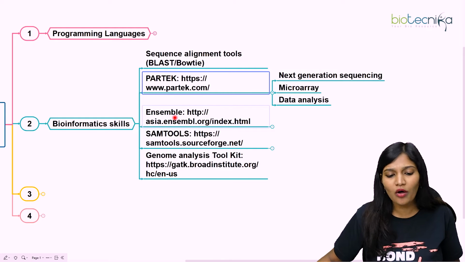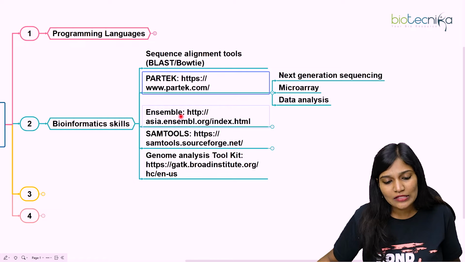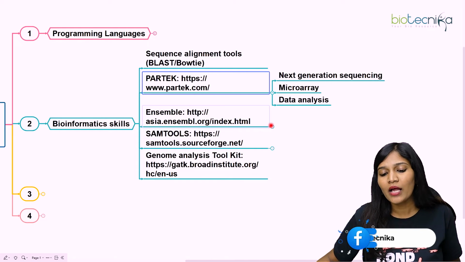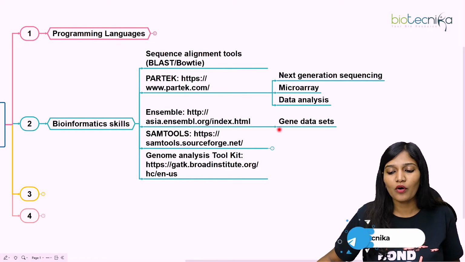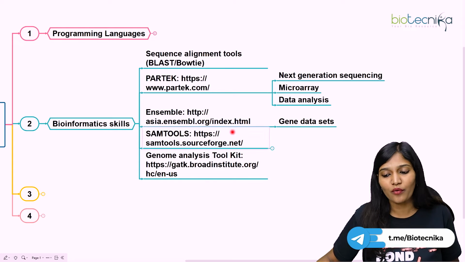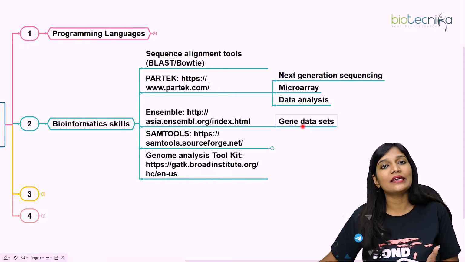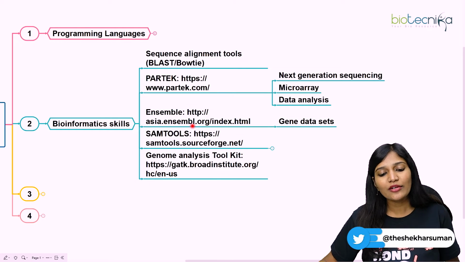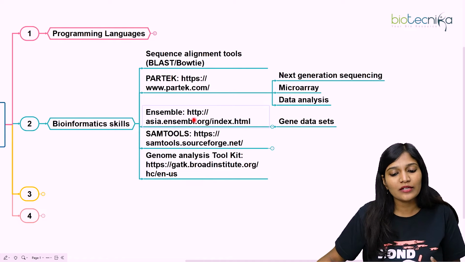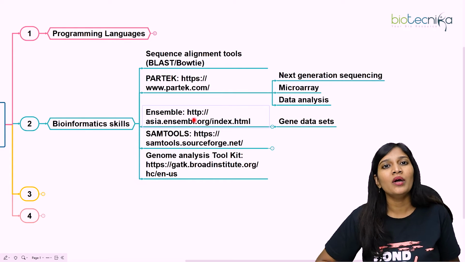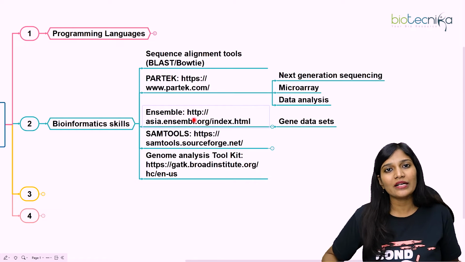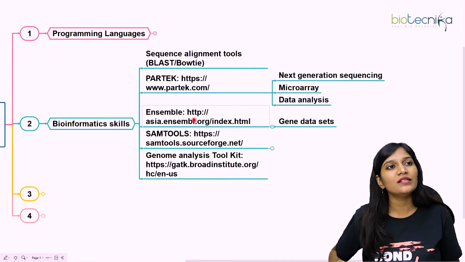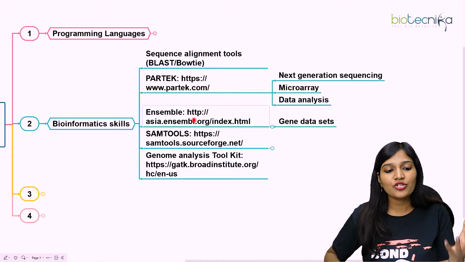The next one is Ensembl. Here we have asia.ensembl, and this is the website that I've given for all of you. You can go and check it over. This talks about gene data sets. You can find all the gene data sets in one place. You need to have an idea about what it is all about, so that when you are doing freelancing, you won't have guidance, but you have to do it on your own. If you have knowledge of all these things, you can amalgamate the things that you have to put together.